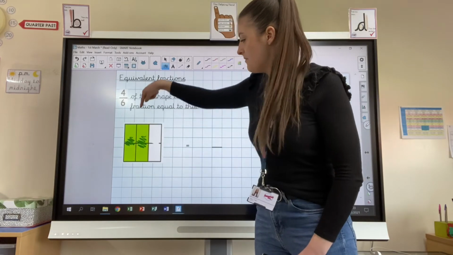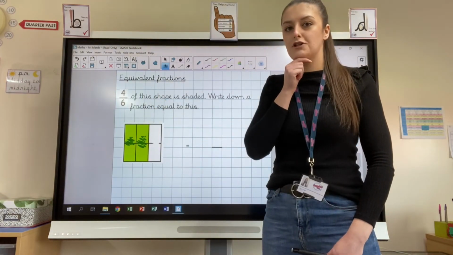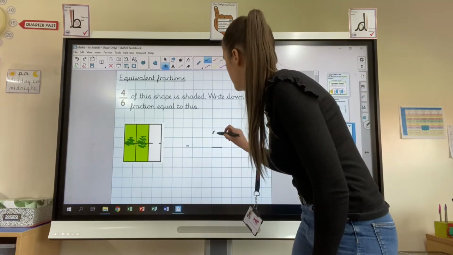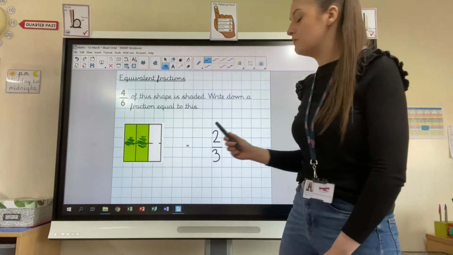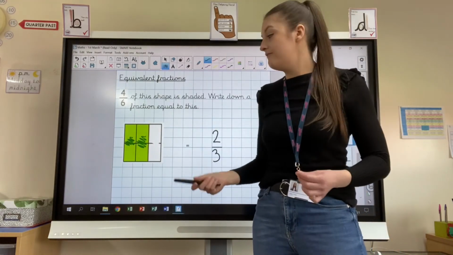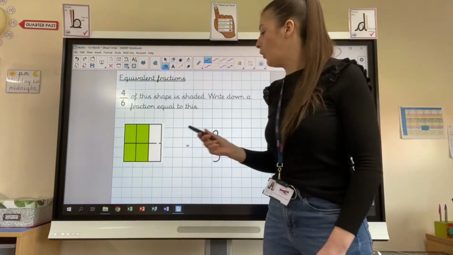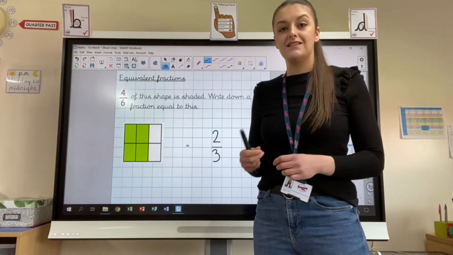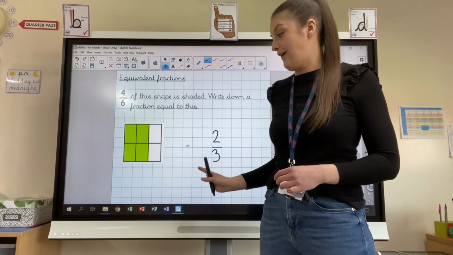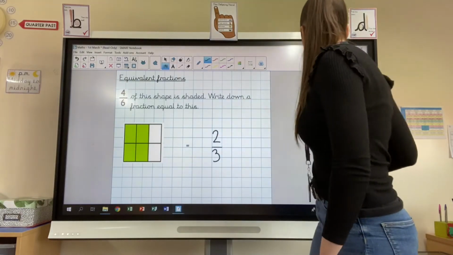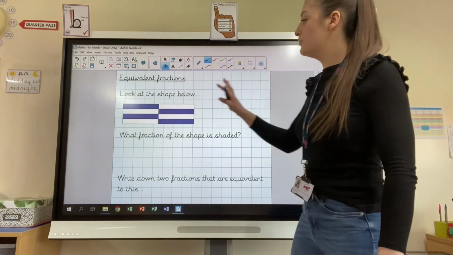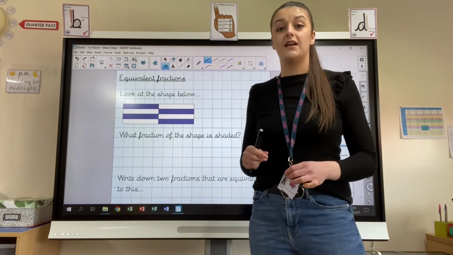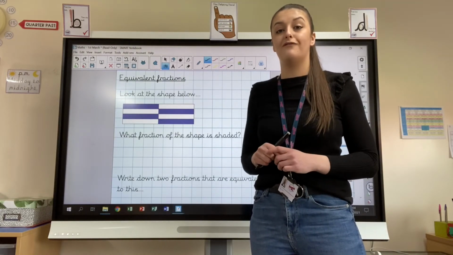I've got 3 parts, and how many of those parts are shaded in? 2. So my fraction here is showing 2/3. So 2/3 is the same, it's equivalent to 4/6. Okay, so when you've got the shape there, you can use that to help you visualise an equivalent fraction, okay? Another similar question that we've got, another shape again, is asking you to look at the shape below. So make sure if you've got a shape there, you're using it to help you work out the equivalent fractions.